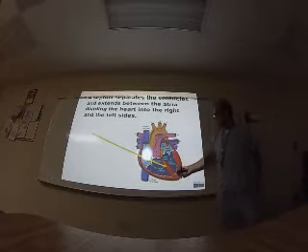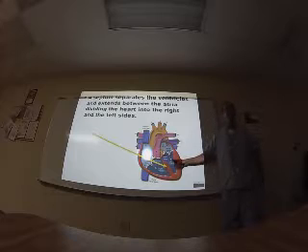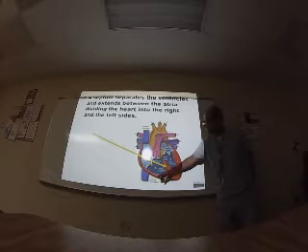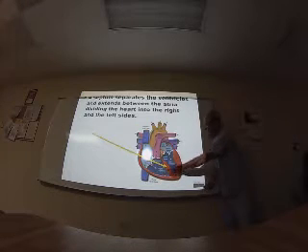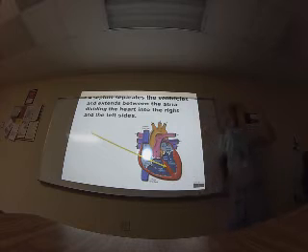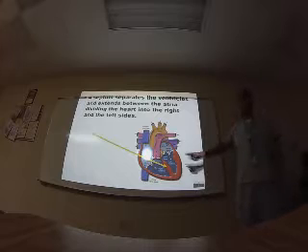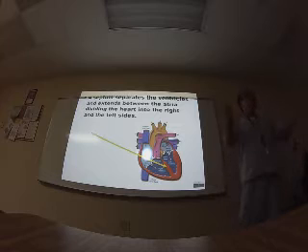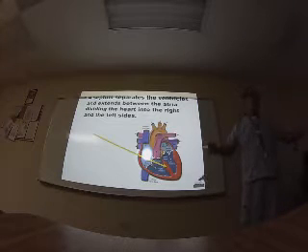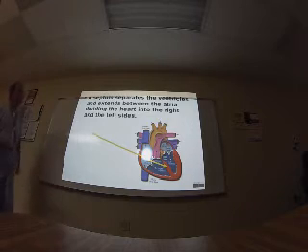Interventricular septum. You can look here, the volumes of the right ventricle and the left ventricle are the same, but the thickness of the wall is different. Left ventricle, thick. Right ventricle, thin. This is because the pressure in the right ventricle is not as high as the pressure in the left ventricle. Remember that the pressure in the left ventricle is 120/80, the normal pressure. The right ventricle has low pressures.